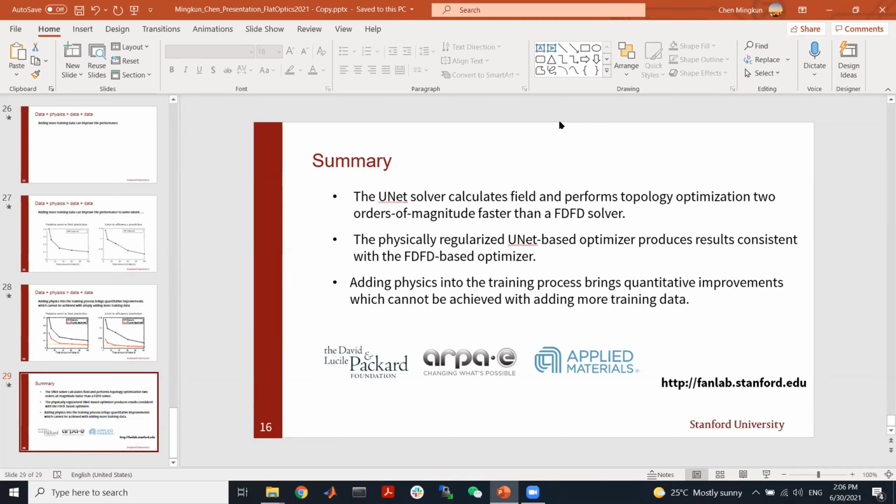I have an immediate question. To what extent do you think the UNet can solve for general configurations of structures?